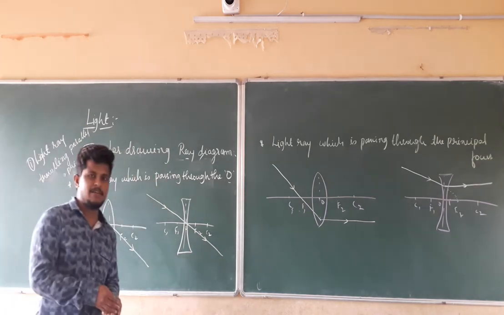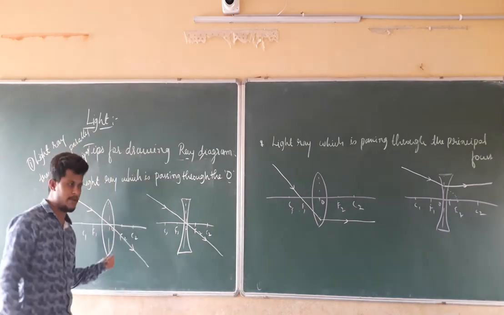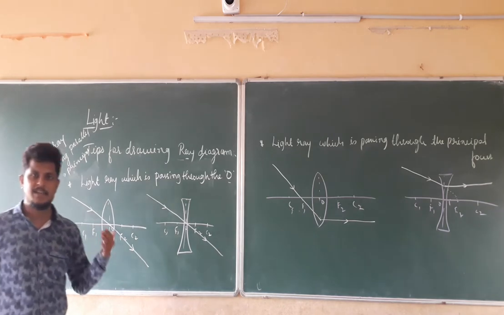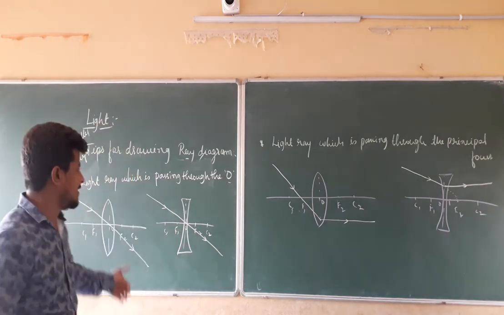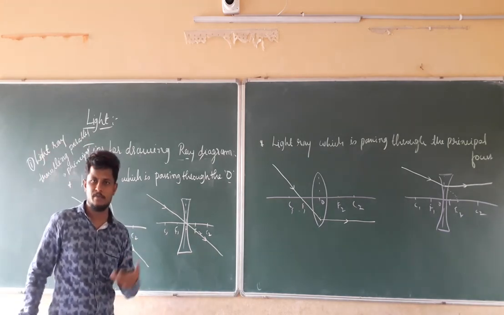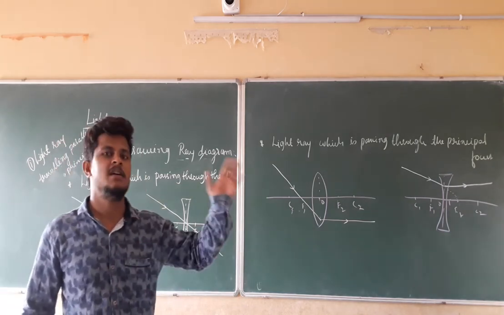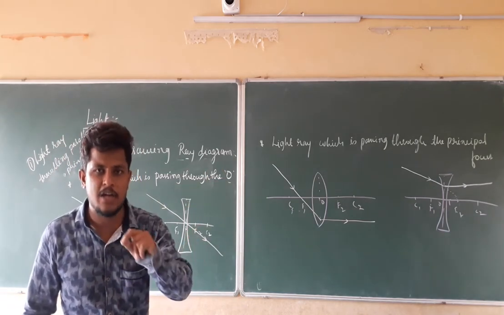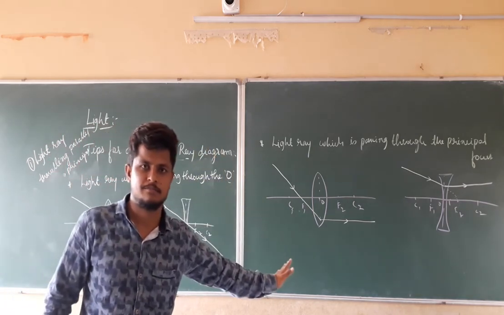First, when the light ray is traveling parallel to the principal axis in case of a convex lens, on refraction it is going to pass through the principal focus. In the second case, in case of a concave lens, the same light ray traveling parallel to the principal axis, on refraction diverges from the lens. That is, it tends to diverge from a point, and that point is the principal focus.